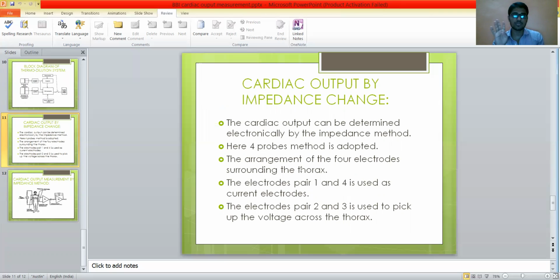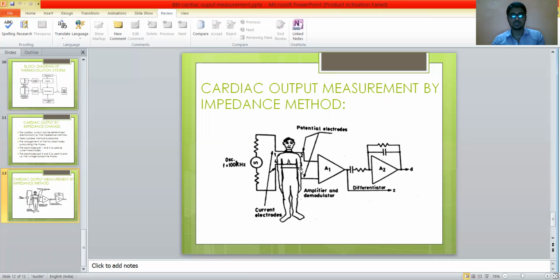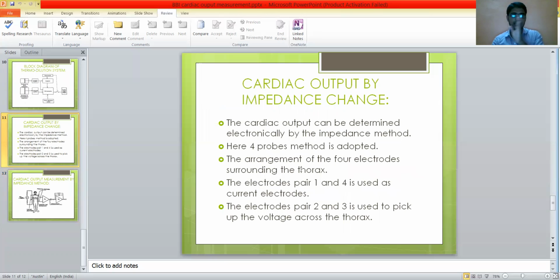In the arrangement of the four electrodes surrounding the thorax, electrodes 1 and 4 are situated along the left side of the chest, and 2 and 3 are situated at the right side of the chest. The electrode pair 1 and 4 is used as current electrodes, and the electrode pair 2 and 3 is used to pick up the voltage across the thorax.